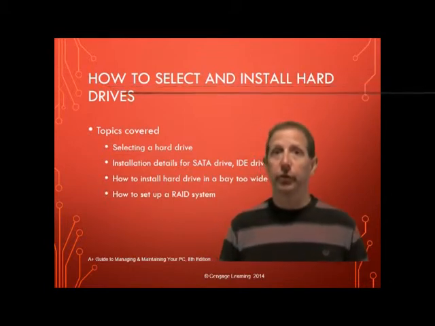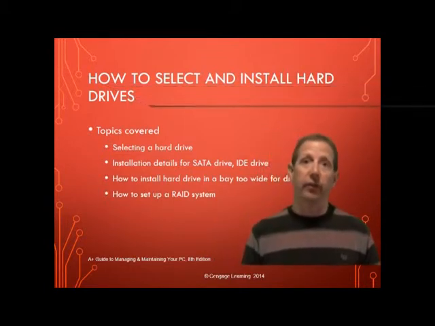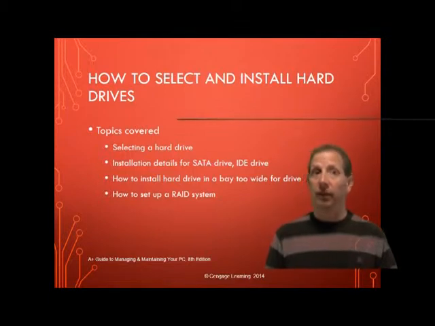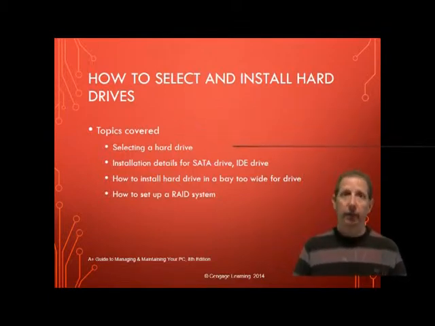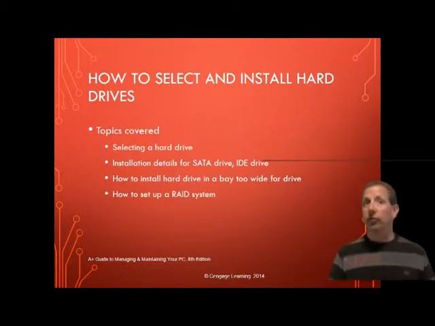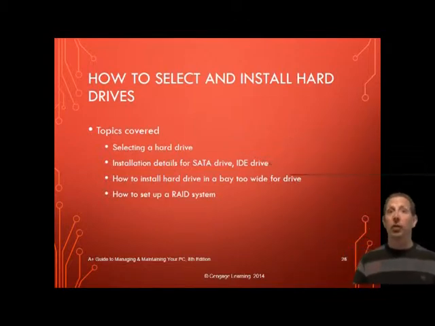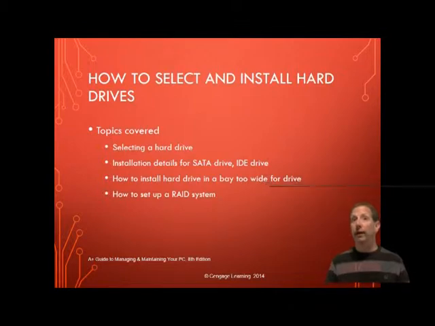Now in this part of the chapter, you're going to learn how to select a hard drive for your system, and to learn the details of installing a SATA drive and an IDE drive in a system. Next, you'll learn how to deal with using removable bays and the problem of installing a hard drive in a bay that is too wide for it. You'll also learn how to set up a RAID system.